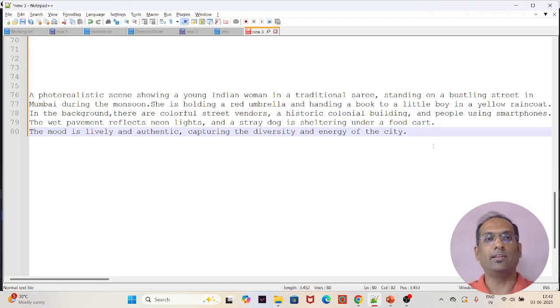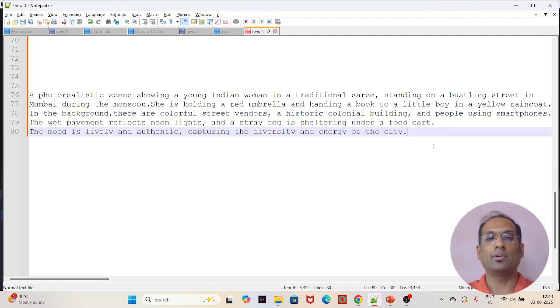So the prompt that I have taken here is: create a photorealistic scene showing a young Indian woman in a traditional sari standing on the bustling streets of Mumbai during monsoon. She is holding a red umbrella and handing a book to a little boy in a yellow raincoat. In the background, there are colorful street vendors, a historic colonial building, and people using smartphones. The wet pavement reflects neon lights, and a stray dog is sheltering under a food truck. The mood is lively and authentic, capturing the diversity and energy of the city.